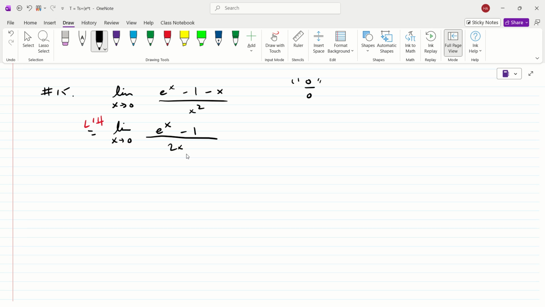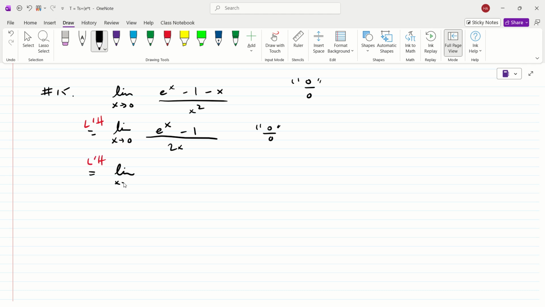We can try to plug in 0 into this expression and see if we get anything nice. Plugging in 0 to the top, we get e to the 0, that's 1. 1 minus 1 is 0. On the bottom, 2 times 0, another 0 over 0 indeterminate form. So we can apply L'Hopital's rule once more.